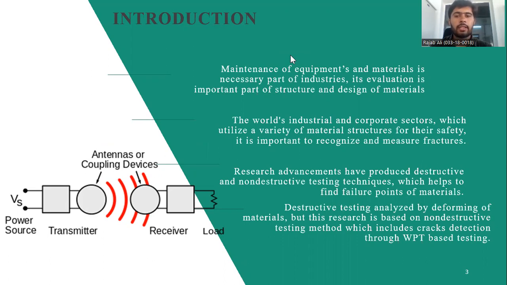So researchers have produced two testing methods, destructive and non-destructive testing techniques, which help to find failure points of materials. Destructive testing is analyzed by deforming the materials. But this research is based on the non-destructive testing method, which includes crack detection through wireless power transmission based testing.